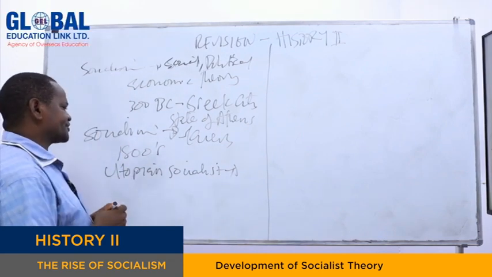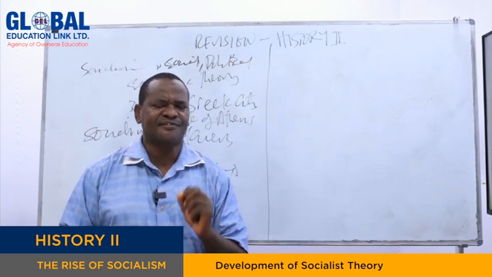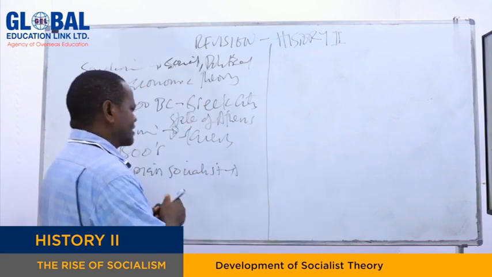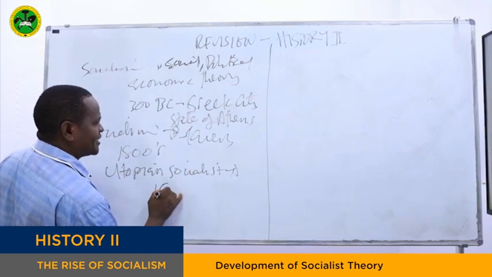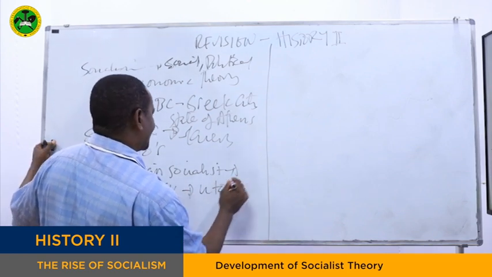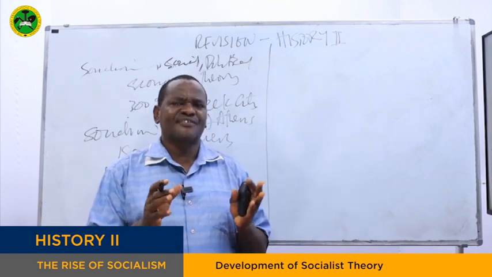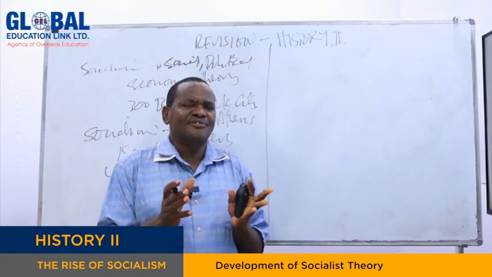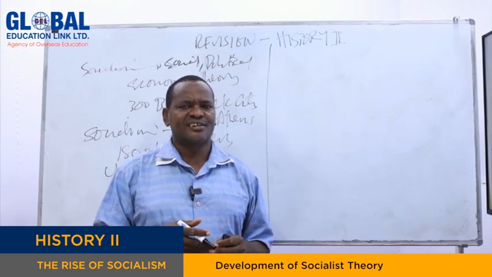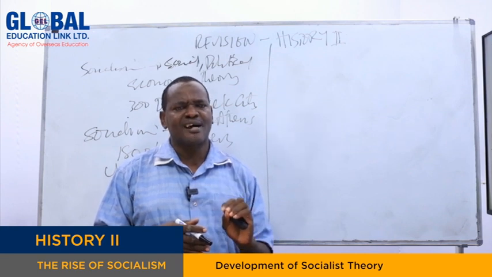The utopian socialists, these were the people who wanted to create an ideal society. And they took this idea from a man called St. Thomas More, who wrote a book called Utopia in 1516. In this book, St. Thomas More was thinking of establishing an ideal society, a society in which people have access to everything, and there will be no exploitation of man by man.